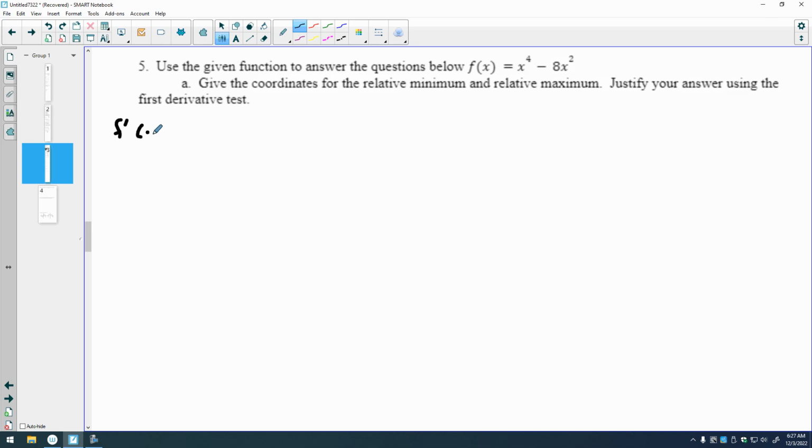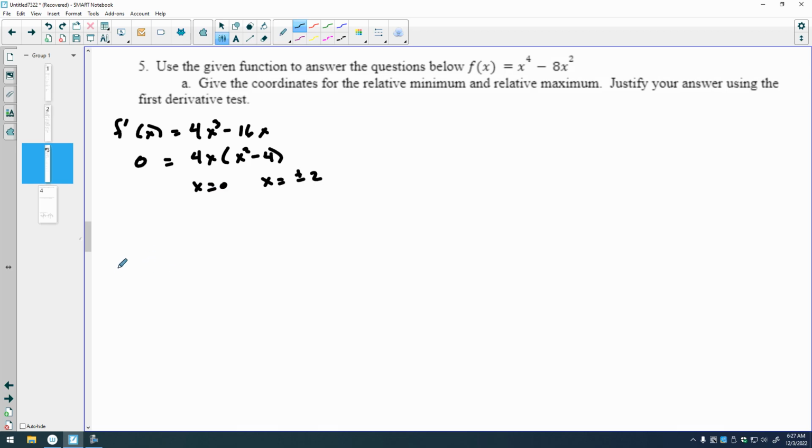F prime of x equals 4x cubed minus 16x. Set that thing equal to 0, and factoring out 4x, I get an x squared minus 4. My zeros are at x equals 0, x equals 2, x equals negative 2. Now we want to find the relative mins and maxes, and we want to justify our answer using one of the derivative tests. Sorry, first derivative test. It tells me which one to use.